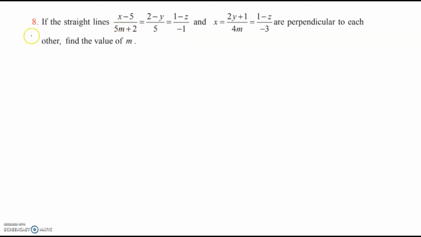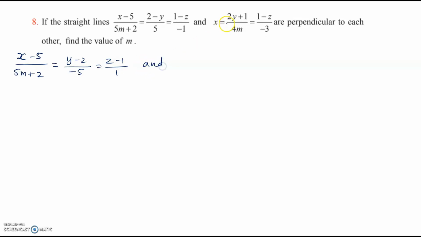So let's take the first one, which is x minus 5 divided by 5m plus 2. In the Cartesian equation it should be y minus something. So rewriting this, if you multiply the numerator and denominator by minus, then you will get y minus 2 over minus 5 is equal to, again doing the same thing here, z minus 1 divided by 1.